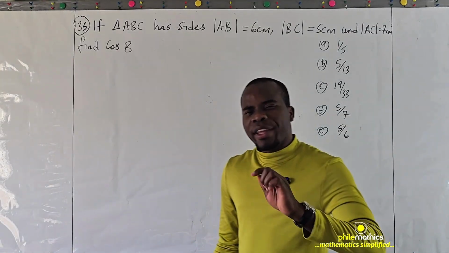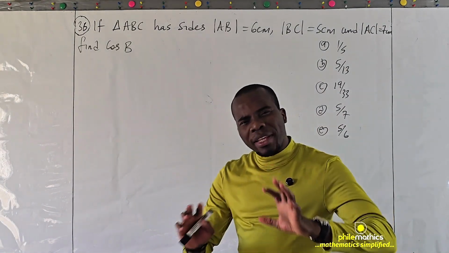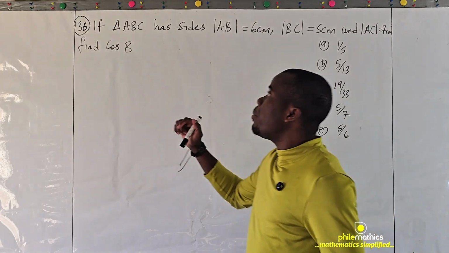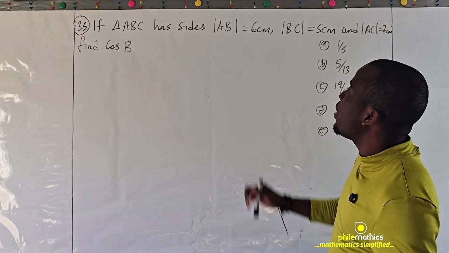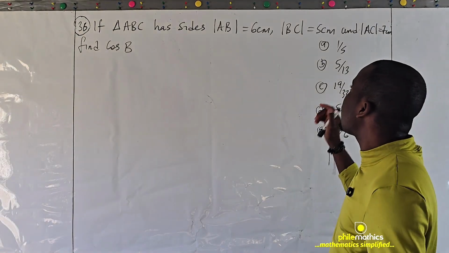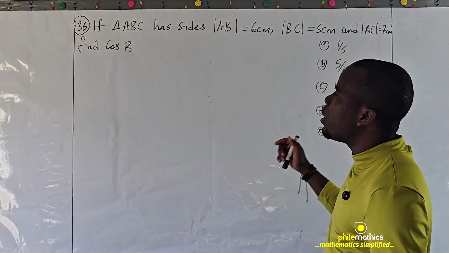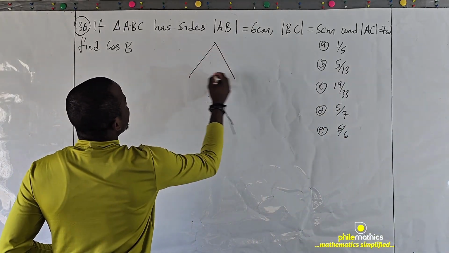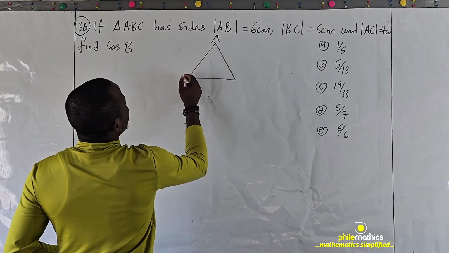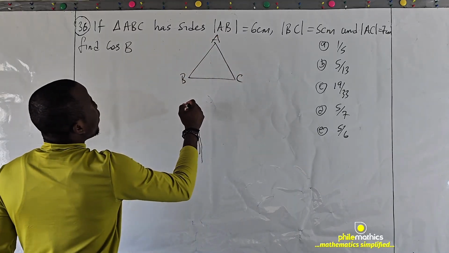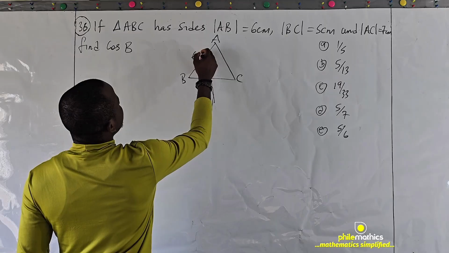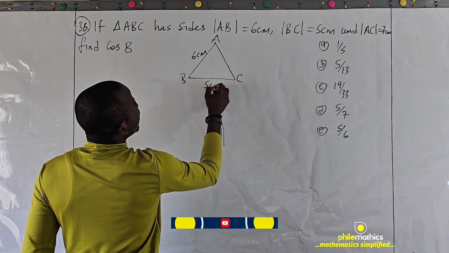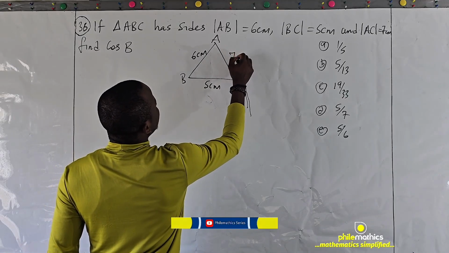The 36th question of NECO 2025 is on plane geometry, where we use the cosine rule. It says if triangle ABC has sides AB as 6 cm, BC as 5 cm, AC as 7 cm, find cos B. So let's sketch. If this is A, B, C, and AB is 6 cm, BC is 5 cm, AC is 7 cm.